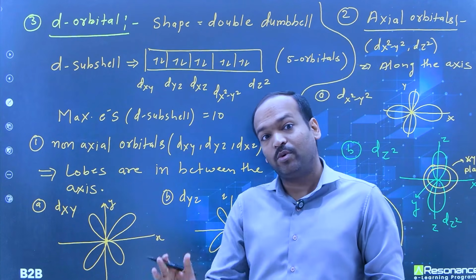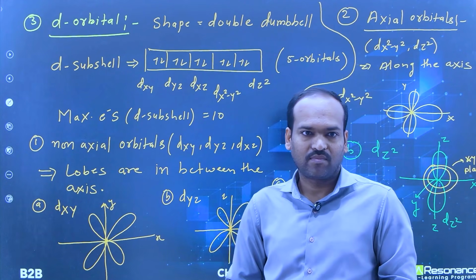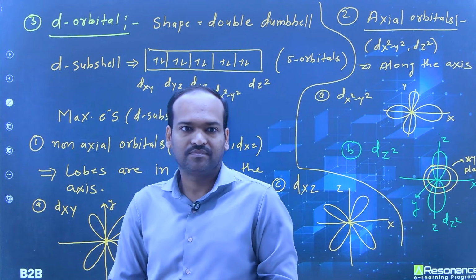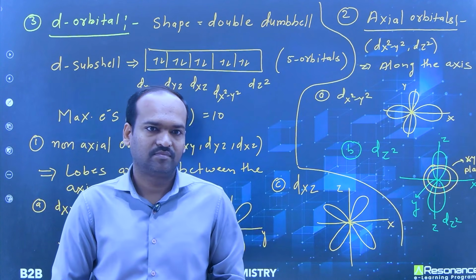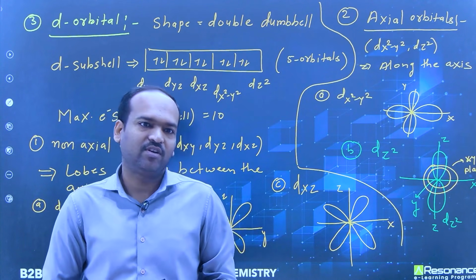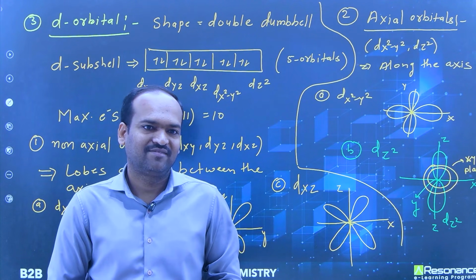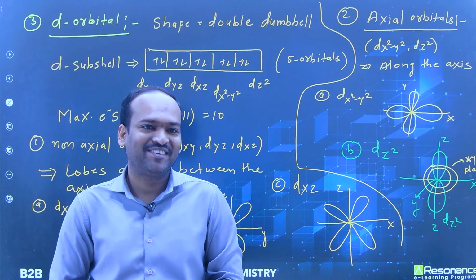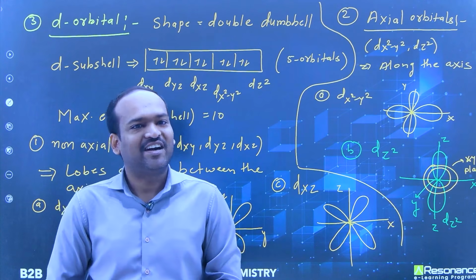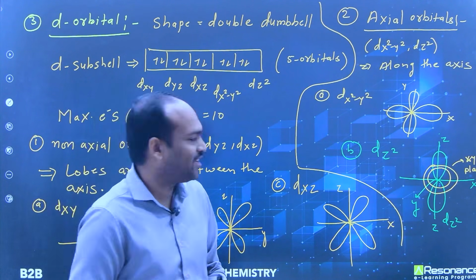Yes, lobes are three dimensional, not four dimensional. It will take more time if I draw the cube. Actually, it's very simple to show the cube. Okay.